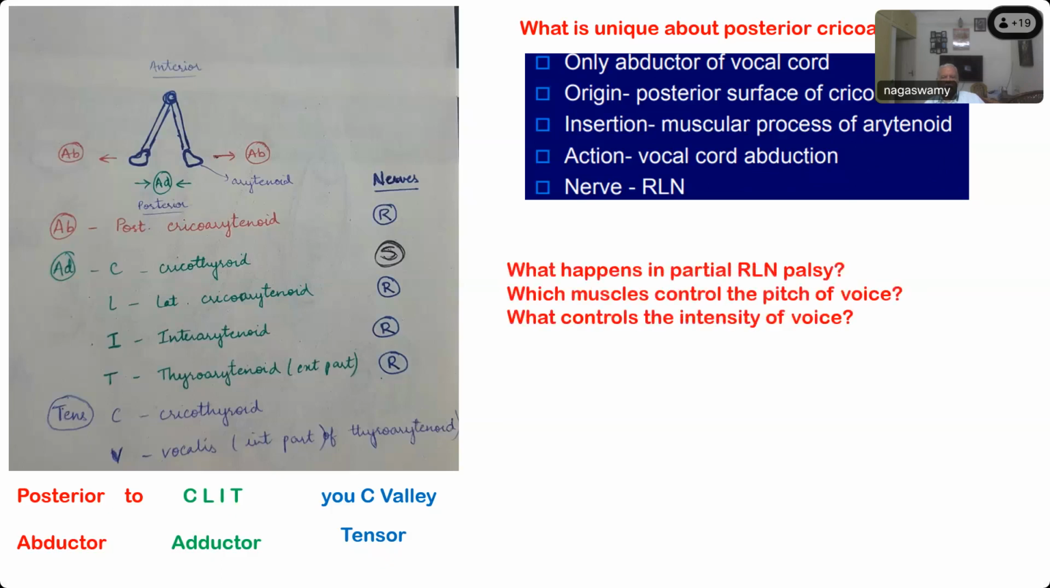So what happens in partial recurrent laryngeal nerve palsy? Which muscles control the pitch of the voice? What controls the intensity of voice? Supposing you have a partial injury to the recurrent laryngeal nerve, as commonly happens during a thyroid surgery, what will happen to the patient? Which muscle will be affected most in partial injury?